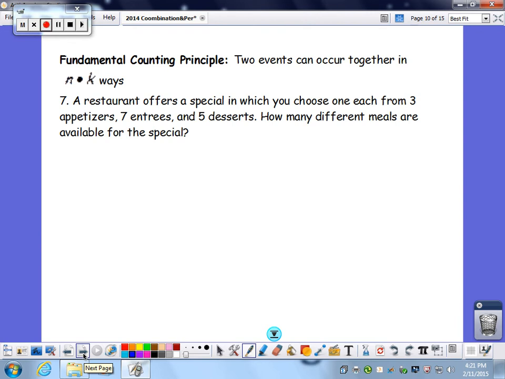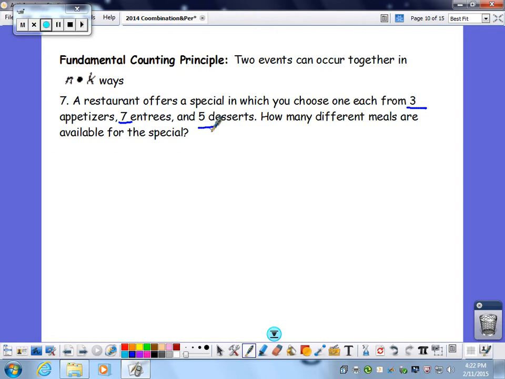All right, last type of problem we're going to have, fundamental counting principle. 2 events can occur together in n times k ways. So let's look at our problem. A restaurant offers a special in which you can choose one of 3 appetizers. So I've got 3 appetizers, 7 entrees, and 5 desserts. How many different meals are available for this special?